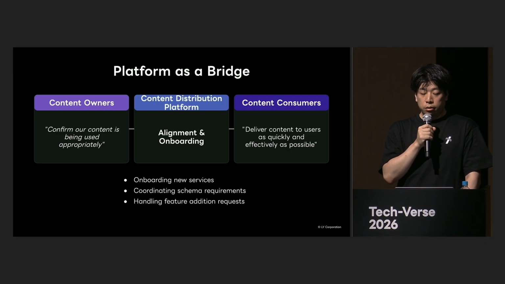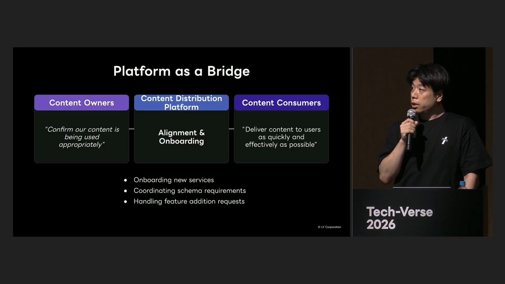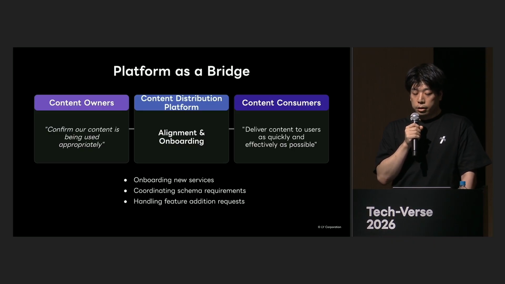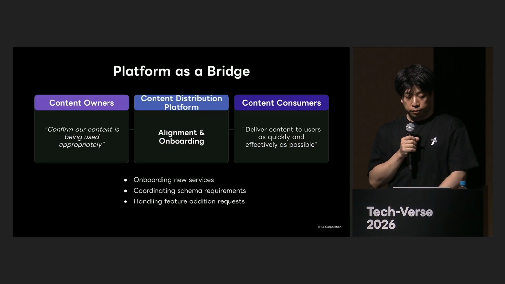The content owners on the input side and the content users each have different requirements. For example, content owners want to know if the content they have submitted is being used appropriately. Content users want to deliver content to users as quickly and effectively as possible. That's how it is. The content distribution platform plays a role in mediating the requirements of both sides. Specifically, onboarding new services and adjusting schema requirements. Yesterday, we addressed additional prevention measures. These are the specific tasks that act as a bridge.